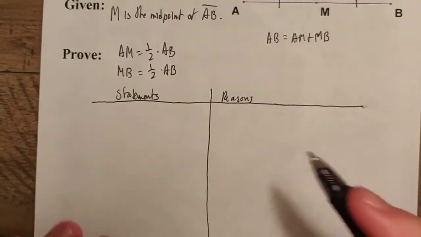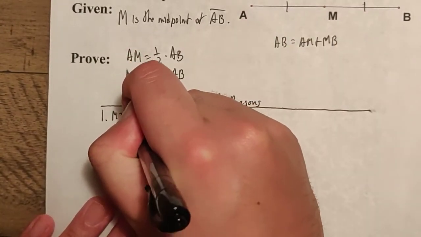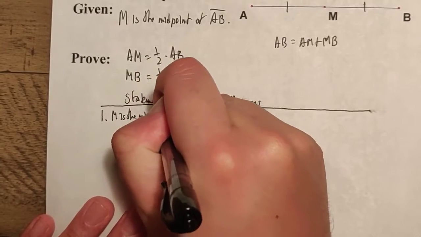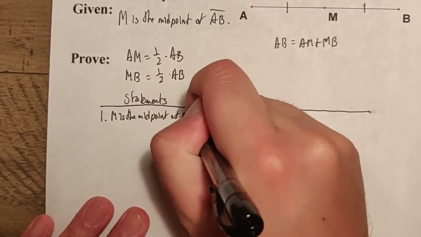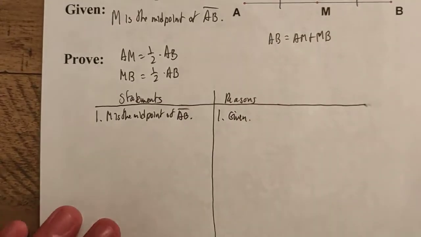We're going to give this a try here. So as always, we're going to start off with our given. In this case, M is the midpoint of AB. And that is given to us. Okay, that seems pretty fair.